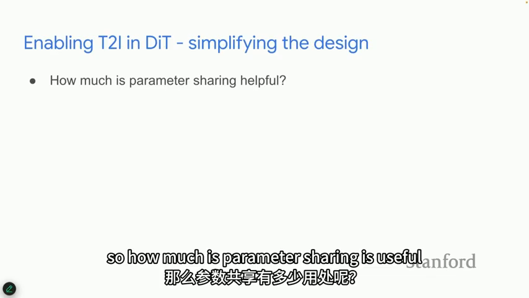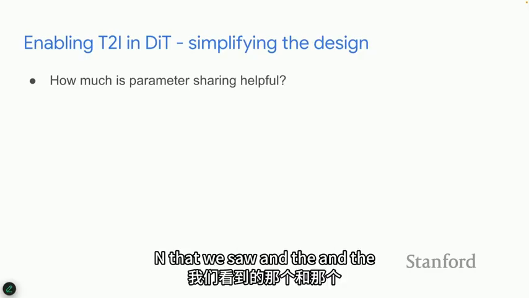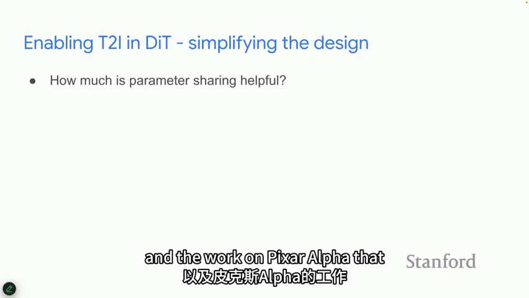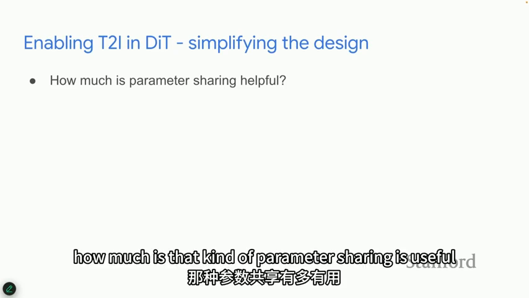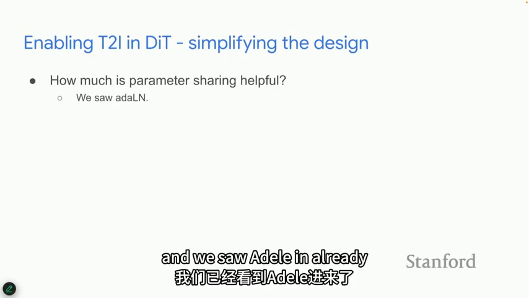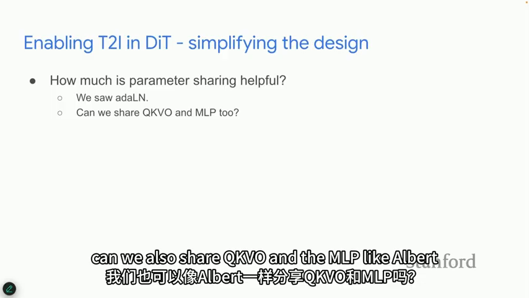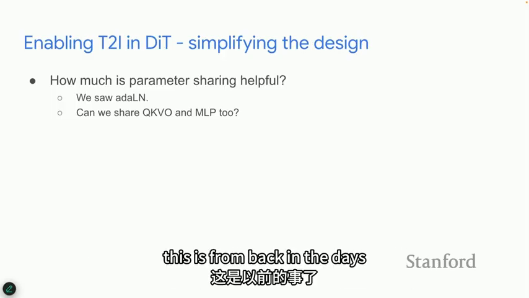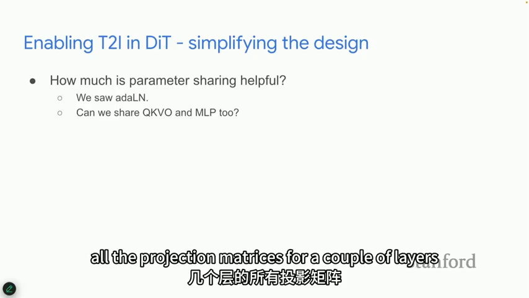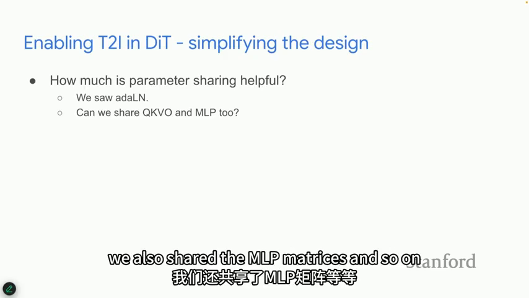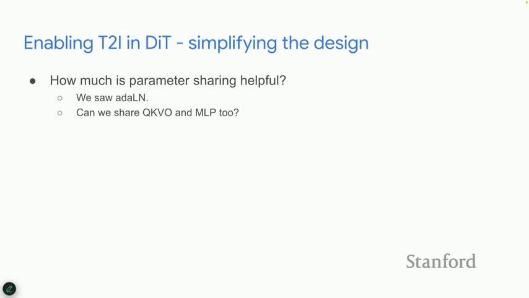So how useful is parameter sharing? Things like AdaLN that we saw, and the work on PixArt-alpha that reduced the computation by 27%. How much is that kind of parameter sharing useful? We saw AdaLN already. Can we also share QKVO and the MLP like ALBERT? This is from back in the days, ALBERT, where we shared all the projection matrices for a couple of layers. We also shared the MLP matrices and so on.